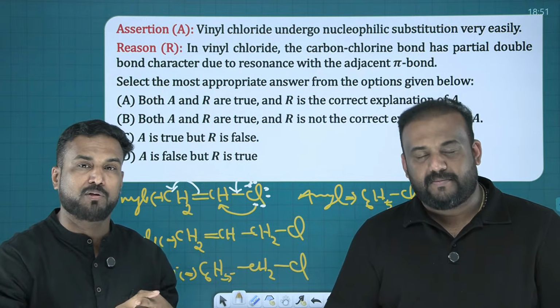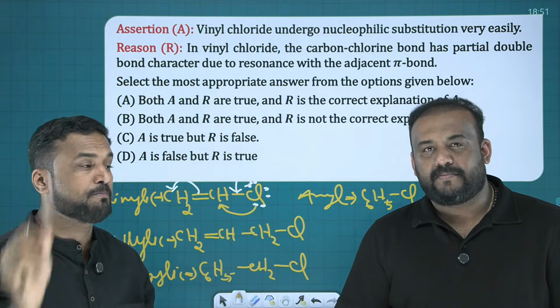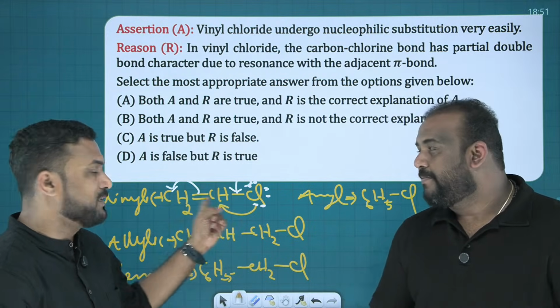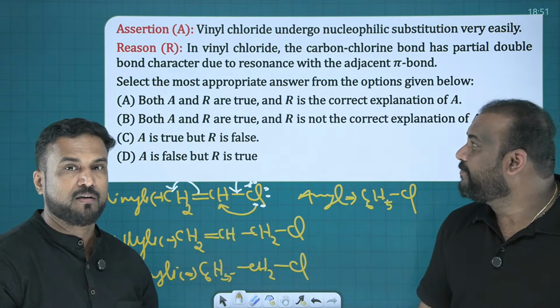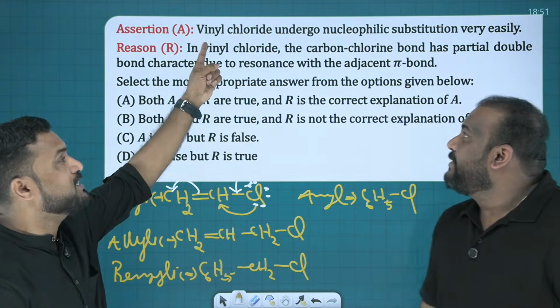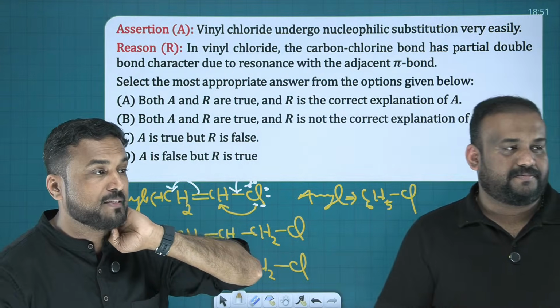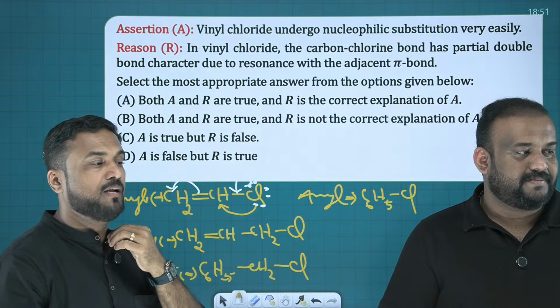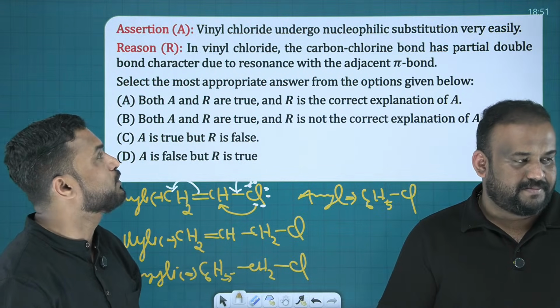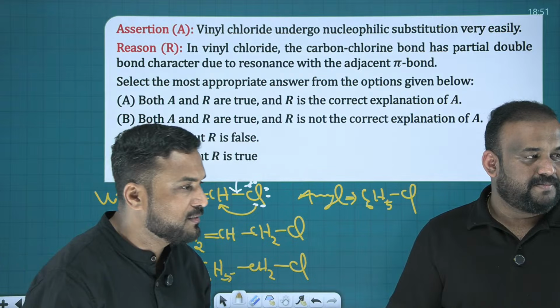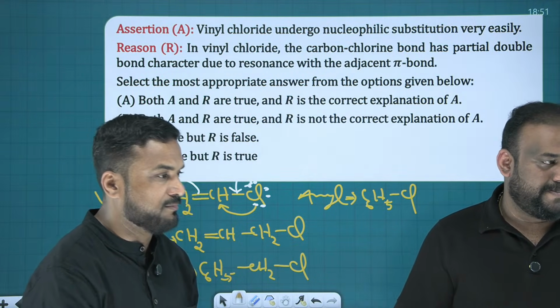Both have partial double bond character. The carbon halogen bond is partially double. But one is the resonance with the benzene ring and here is the other conjugate resonance with the vinylic carbon. So here the first one is wrong. They are telling that vinyl chloride undergoes nucleophilic substitution easily, that is wrong. Vinyl halides do not undergo it, as well as aryl halides.